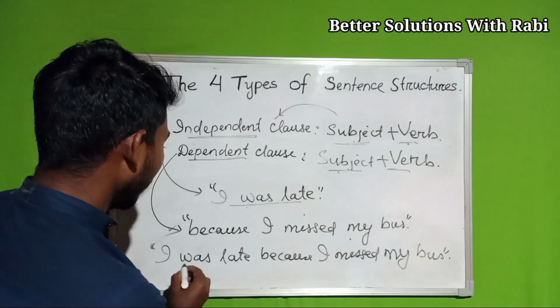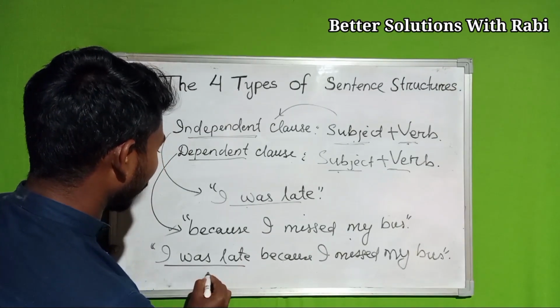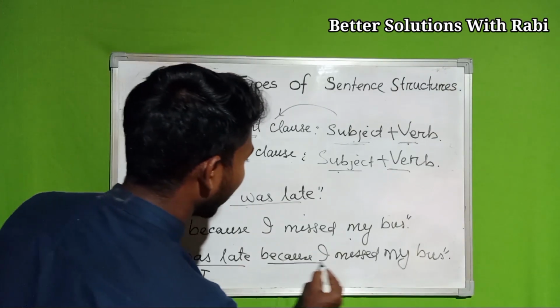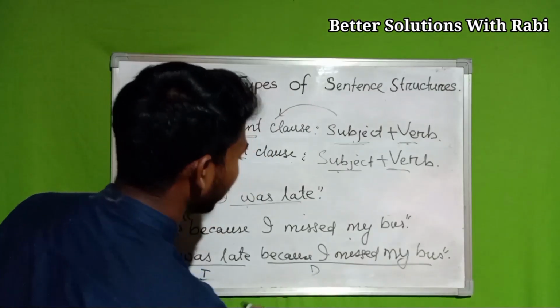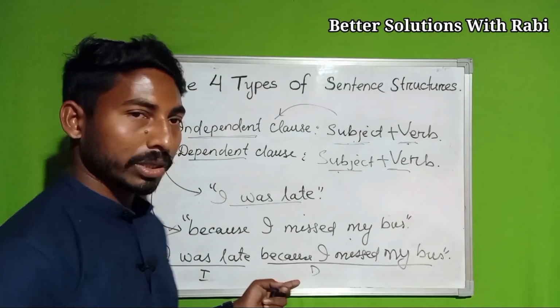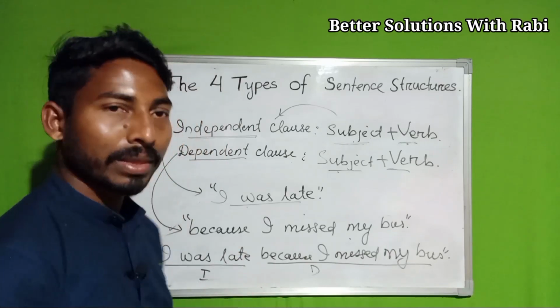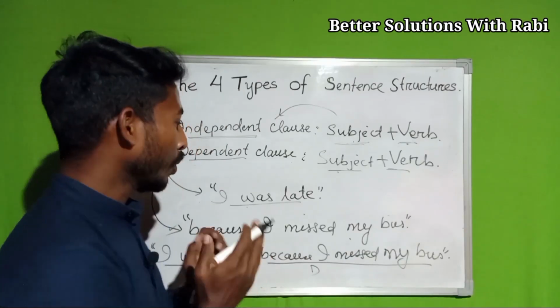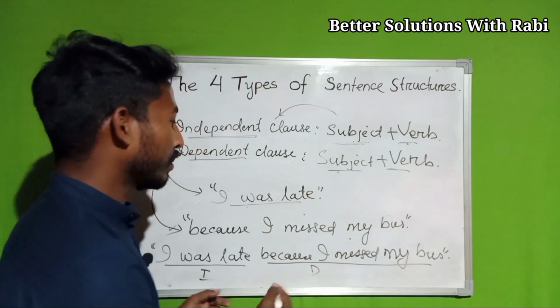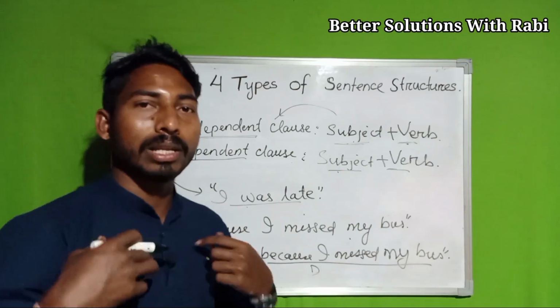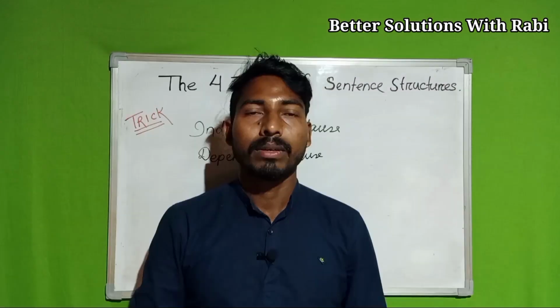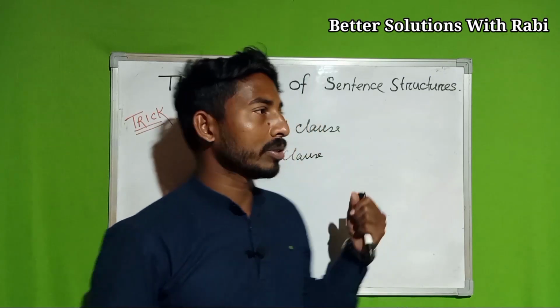Okay, now here this part, this is independent. Okay, this is the independent part, and because I missed my bus is a dependent clause. Now here these two clauses are mixed together, or they came together, they are added together to make a complete sentence, and also it gives a complete meaning that I was late because I missed my bus. Now let's understand these clauses in another way.